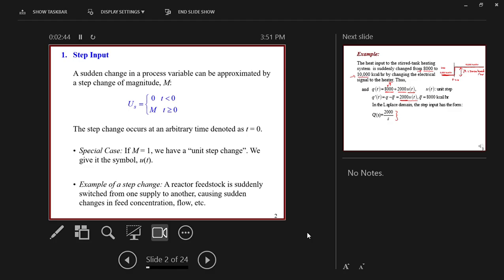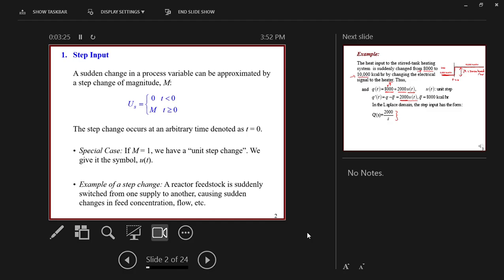Now, a step input is actually a sudden change in the input process variable at a certain time. And this can be represented in many cases during the operation of the process. For example, opening or closing a valve on a pipeline, increasing the rotor speed in a tank, or increasing the heat load in a certain heat exchanger or a reactor.